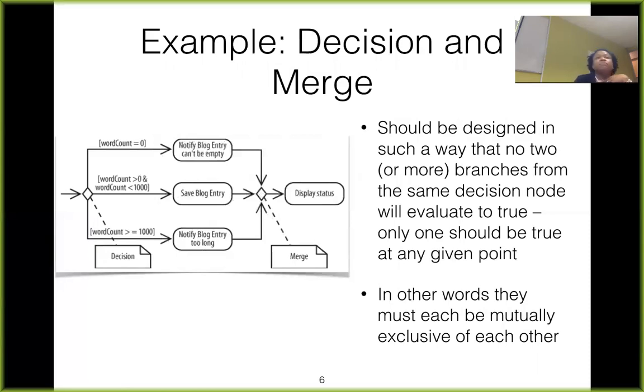Right. From the same node. Once they're coming from the same node. Right. They don't have to, but well, if you're talking about one decision point, then all the branches are going to come from that node. But it's possible that within the same activity, you could have other decisions, other decision points.